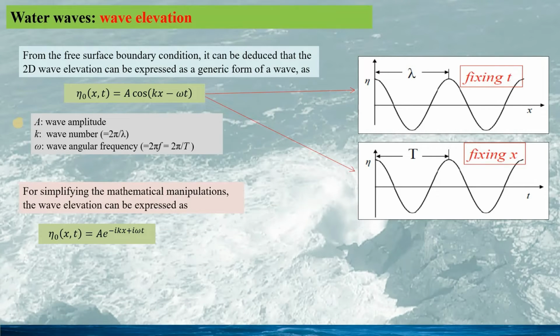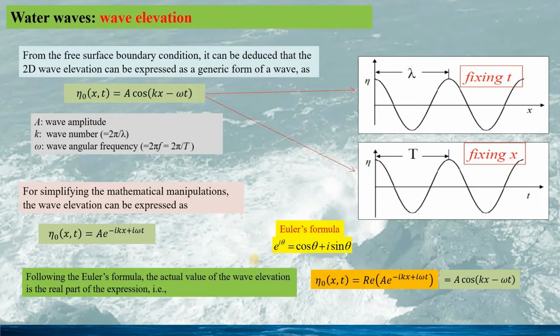For simplified mathematical analysis, we can write the wave elevation in this form, following Euler's formula as this. However, we must remember the actual value of the wave elevation is the real part of this expression, as can be seen here. So the real part of the expression is this. So this expression is the same.